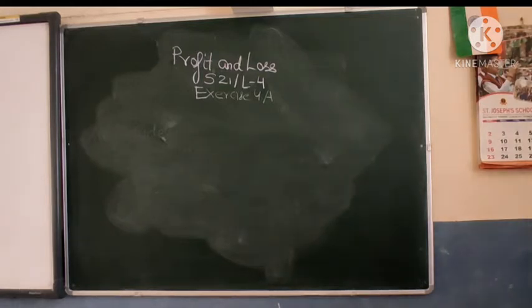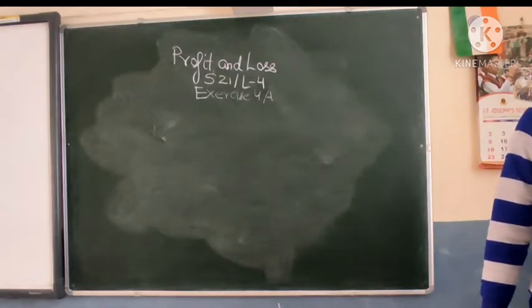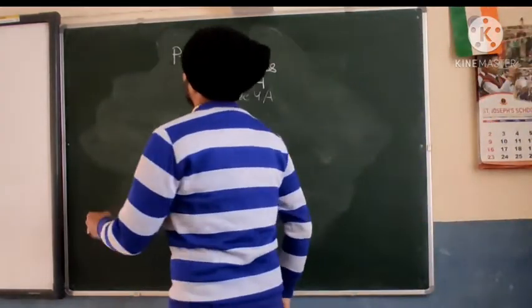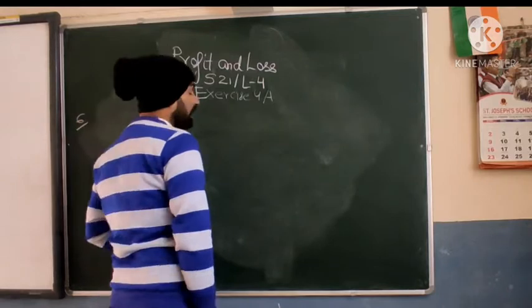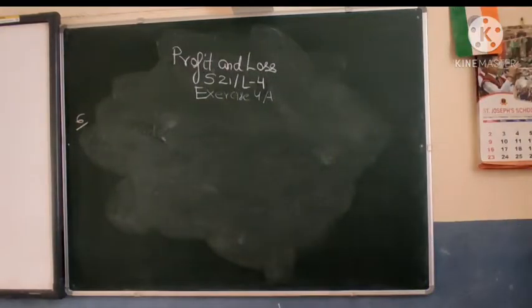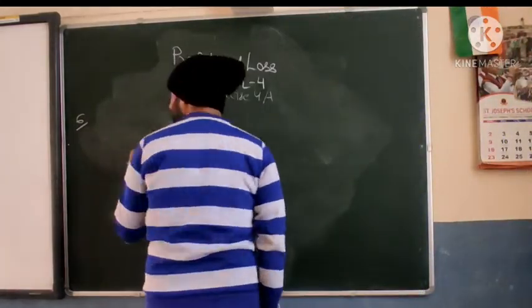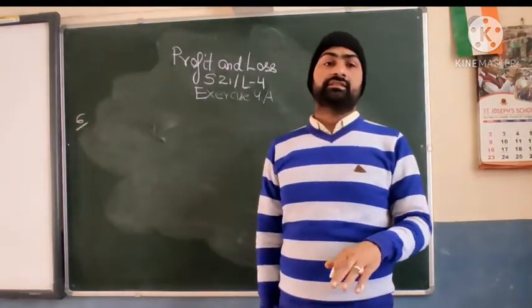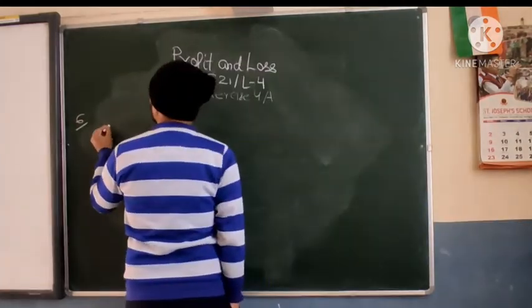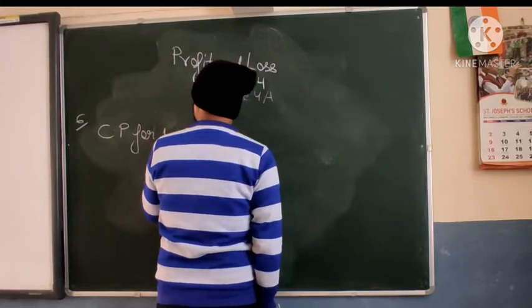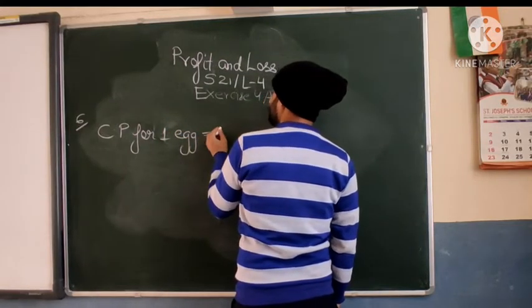Question number 6 says a trader bought some eggs at the rate of ₹36 per dozen and sold them at a profit of 40%. So this is question number 6. How many eggs did he bring? Some eggs. The number of eggs is not given, but he is buying them at 36 rupees per dozen. So bought means he is buying at that price. That means that is the CP for him. So right here, CP for one egg equal to how much?